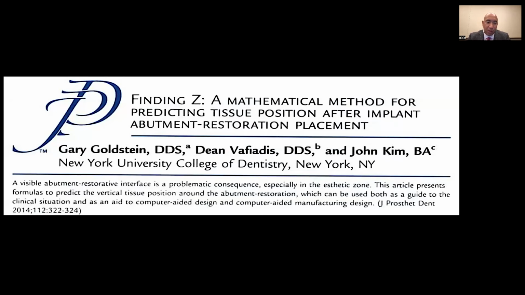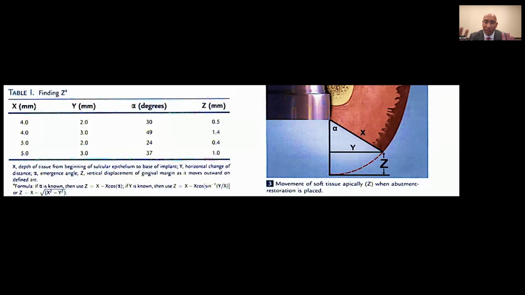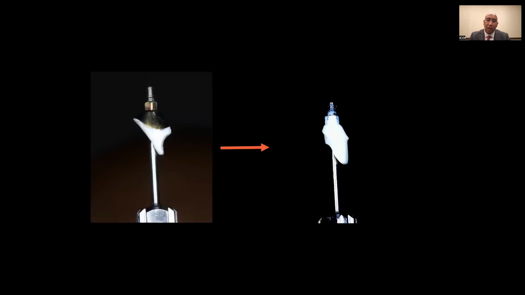Where this comes from is from Goldstein and Vafiadis. They wrote a 3-page paper that basically, in a nutshell, says for every millimeter you take the abutment in horizontally, you gain roughly a millimeter of tissue height back. So this was the abutment that she presently had in place on the left, and this is the modification, a new abutment, on the right.